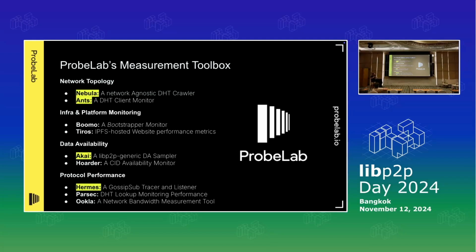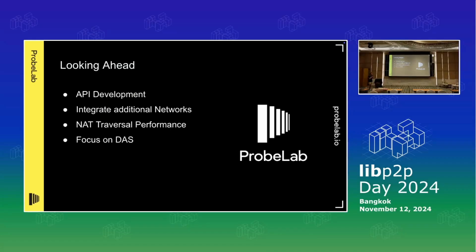For data availability, I mentioned Akai, but we also have the CID Hoarder, which is like Akai, just specialized on CIDs and IPFS. For protocol performance, we have Hermes that I mentioned, but also Parsec, which measures DHT lookup performance from different geolocations. And the last one would be Ookla, which is a network bandwidth measurement tool that builds on top of Hermes, but also uses data from Nebula. And this is actually what Mikael will demo in a second.